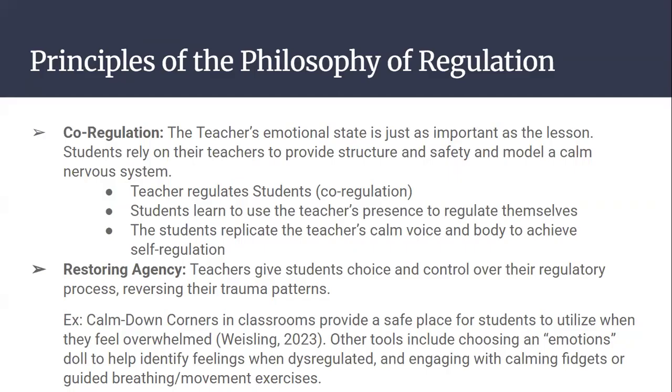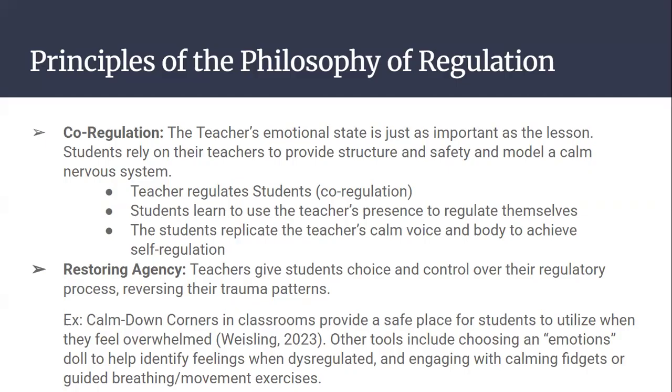And the last principle is restoring agency. So this is teachers giving students choice and control over their regulatory process. We want kids to know their regulation better than we can predict. Because if they're feeling dysregulated and we can give them the tools, then they can go and regulate themselves. And this helps reverse the trauma patterns.